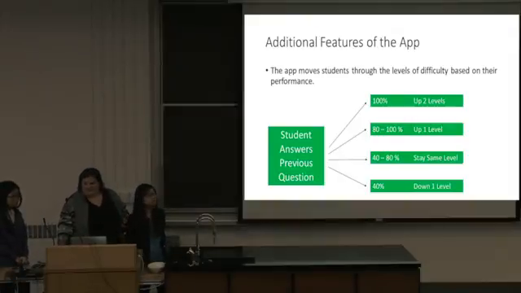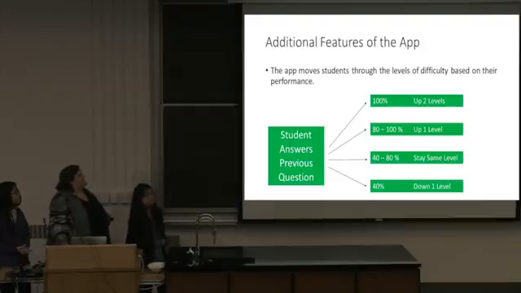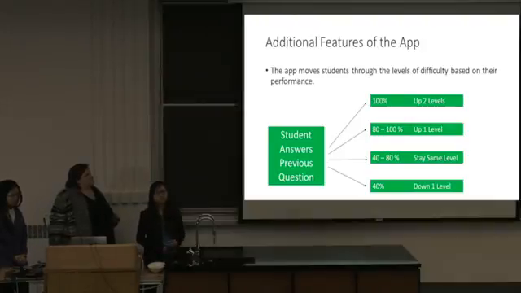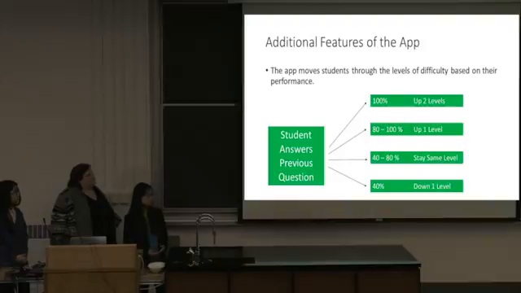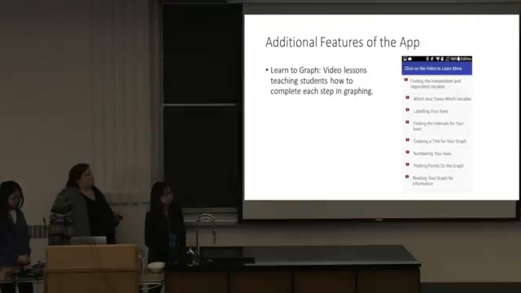So another feature of the app is that the app will move the student through the level of difficulty based on their performance. For example, in our demo, we have seen that if Yolanda has done a level really well with no mistake, then she moves up 2 levels. Suppose she has done terribly with lots of mistakes, then she moves down 1 level. Let's say that she has occasionally made some mistake with 80 to 100% correct, then she moves up 1 level. Otherwise, she stays in the same level to get more practice.